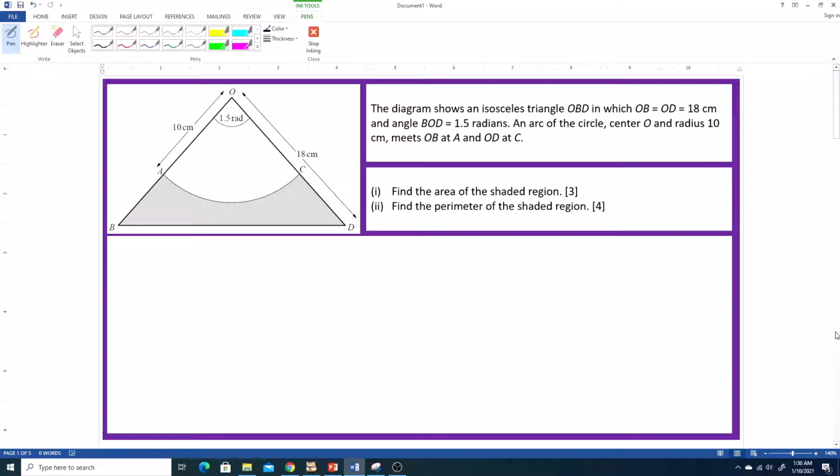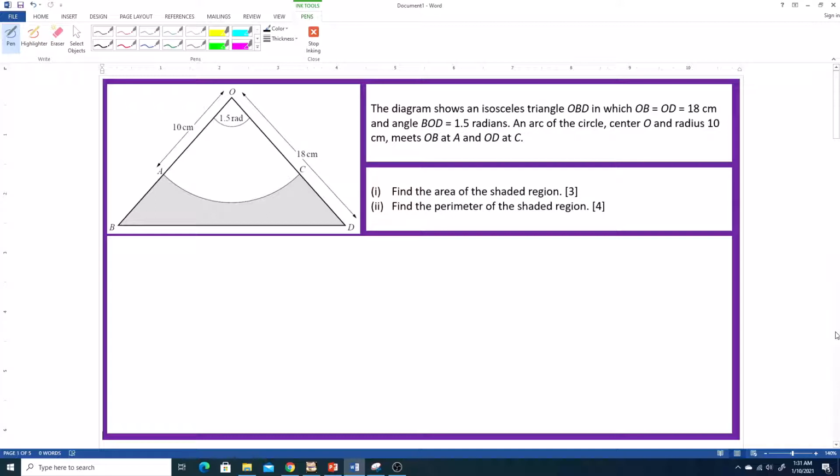And the first question reads, the diagram shows an isosceles triangle OBD in which OB equals OD, and it's 18 centimeters. And angle BOD is 1.5 radians. An arc of the circle center O and radius 10 centimeters meets OB at A and OD at C. The first part of the question says, find the area of the shaded region.